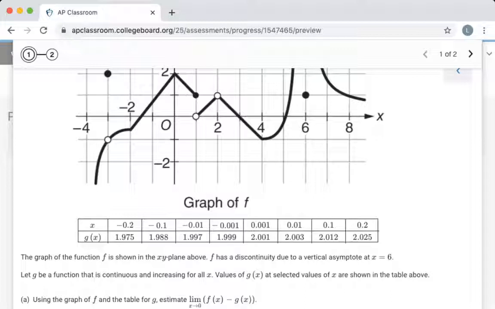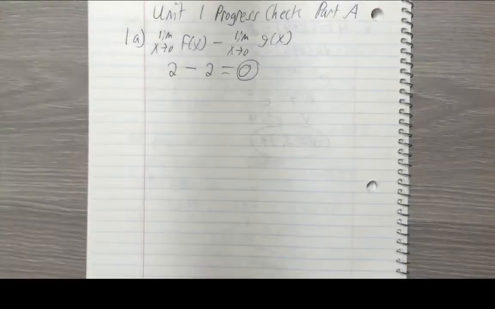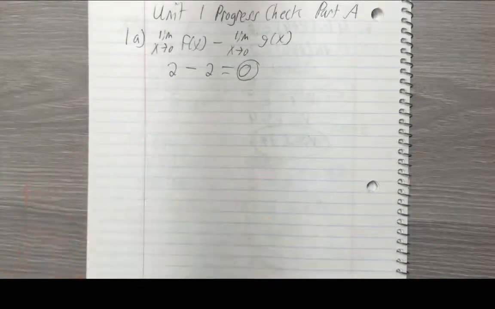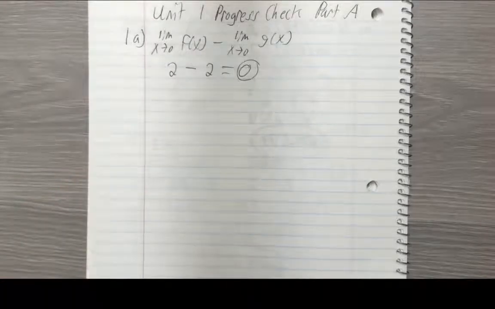You can tell that on the left it's 1.999, and on the right it's 2.001. So directly in the middle of that is 2. So the limit as x approaches 0 of g of x is also 2. So my final estimate would be 0. Going back to my hover cam, the limit as x approaches 0 of f is 2, the limit as x approaches 0 of g is 2, and 2 minus 2 is 0. And that's all it is for 1a.